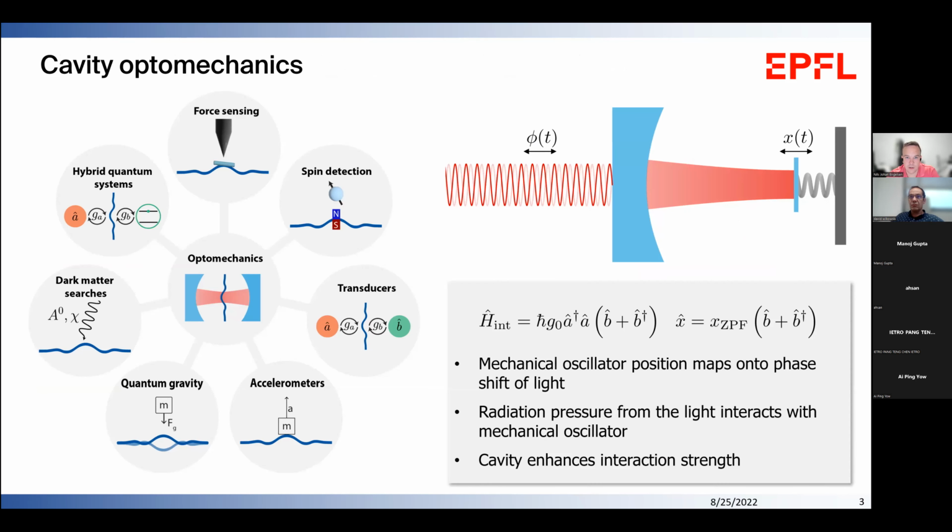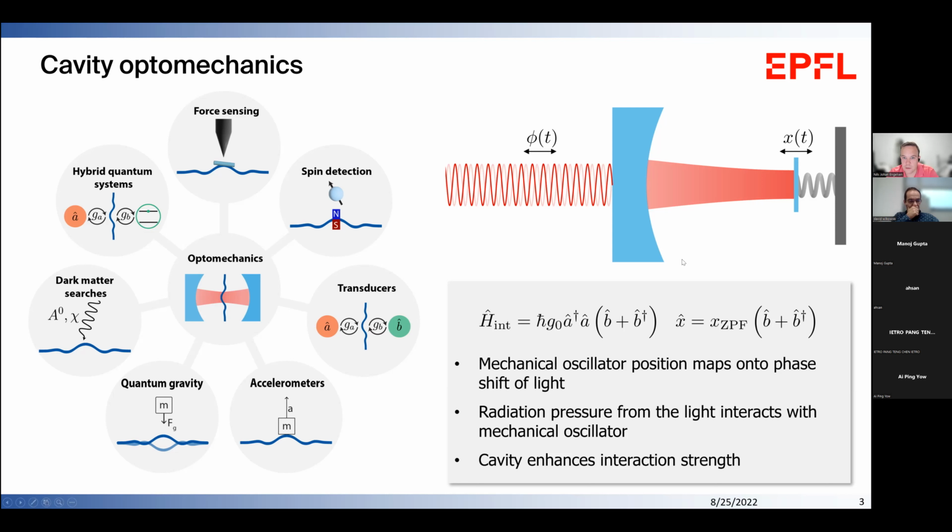So why might we be interested in this? Well, using cavity optomechanical sensors, you can reach a wide range of application areas. For example, force sensing and spin detection can be done by detecting the motion of a mechanical resonator very accurately. They have also been used to engineer hybrid quantum systems and quantum transducers that can transduce quantum information from the microwave domain to the optical domain, as well as now for fundamental physics experiments like dark matter searches, and hopefully in the future to investigate quantum gravity.